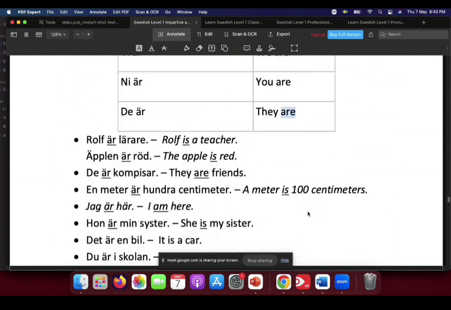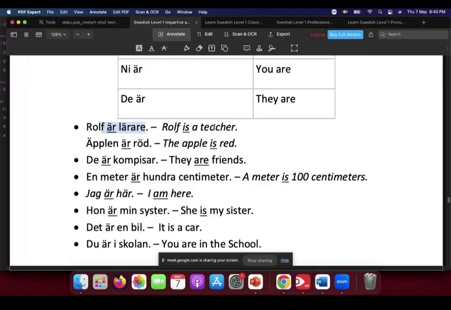You can place them here. Rolf är lärare. Rolf is a teacher. Äpplen är röda, apples are red. De är kompisar, they are friends. So this är is translated into is, am, are. All these uses are called just är. This is a single verb, and it can be used for three in English. Jag är här, I am here. Hon är min syster, she is my sister. Du är i skolan, you are in the school. So for is and are, you will use är in Swedish.